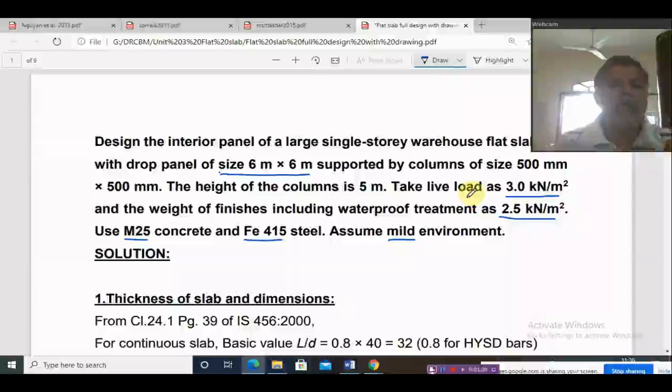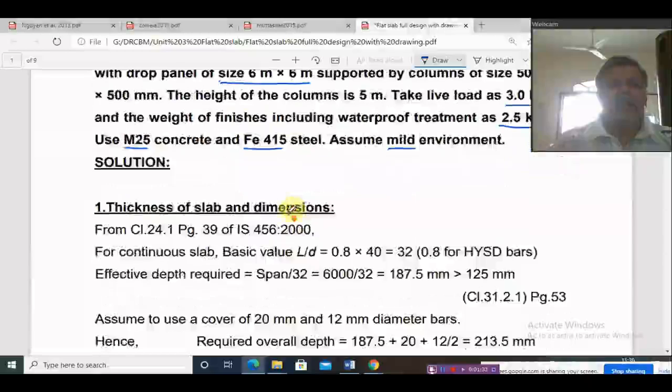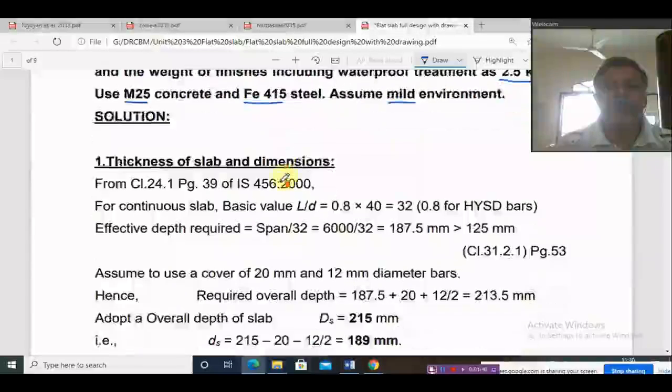Then roof finish, they are given the waterproof treatment, therefore definitely that will be a roof. That finishing load is 2.5 kN per m squared. The grade of concrete is given as M25, grade of steel is given as Fe 415. Assume to use the mild environment, therefore this has to be considered while assuming the clear cover for the main reinforcement. In the first step, we have to arrive at the thickness of the slab and dimensions.